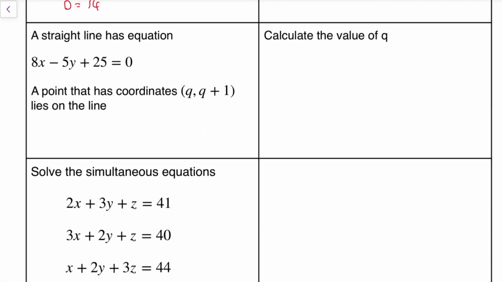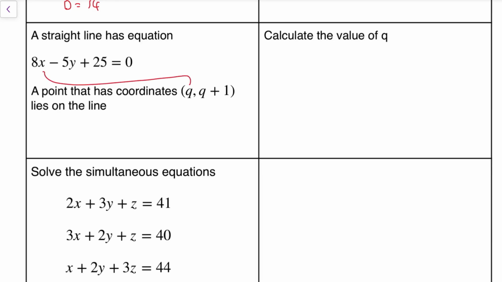Right, what do we have? So a straight line has equation. The point that has the coordinates lies on the line. Calculate q. Okay, I like this question. This is one of these questions where if I told it to a Year 7, they'd probably know what to do. But because you know too much maths, you sort of think it's harder than it is. It's not actually harder at all.